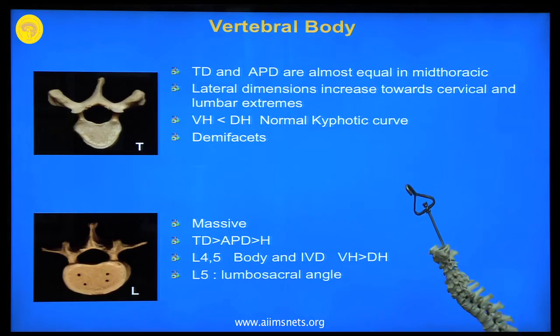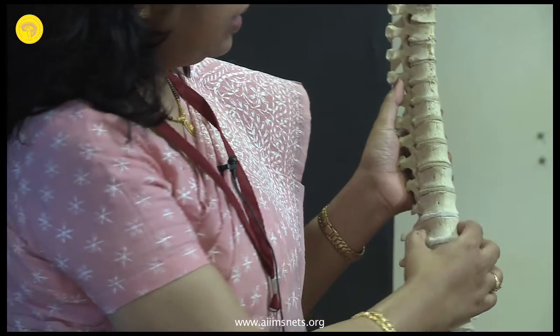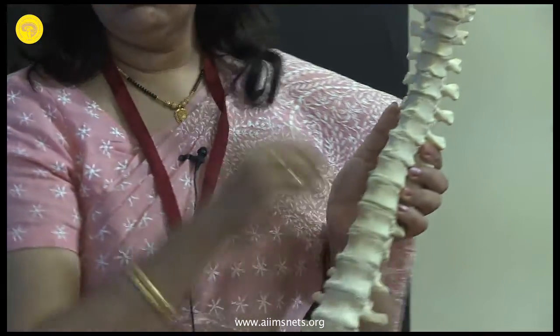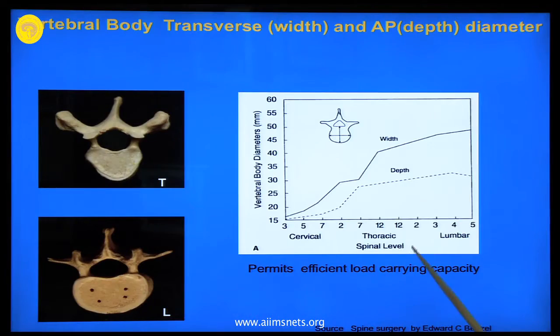Then if we look at the lumbar region, now the body size, you can see the transverse as well as the APD, both are increasing enormously. So, looking at the dimensions here, the transverse diameter, that is the width of the vertebra, which in the cervical region was just 16 to 17 millimeter, shows a steep increase from the C5, and you can see here the T1 vertebra, the width is somewhere around 27 millimeters.